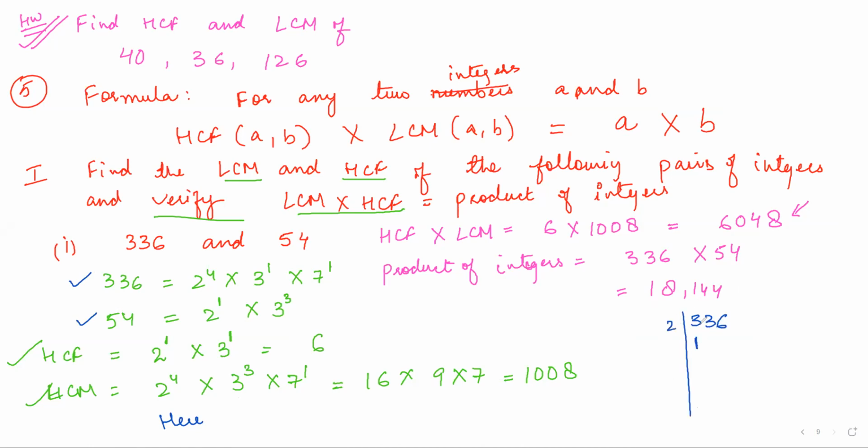2 into 1 is 2, 13. 2 into 6. Two to the power 4. Yeah, this is fine. Now 54 is, that is also right. So HCF will be, yeah, 2 to the power 1 into 3 to the power 1, that is 6, fine. And LCM will be 2 to the power 4 into 3 into 7 to the power 1.